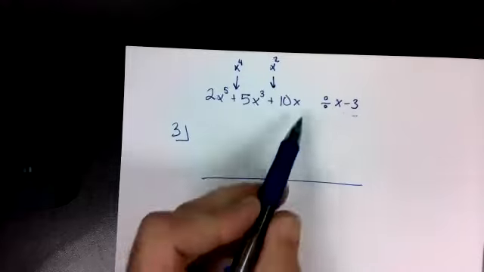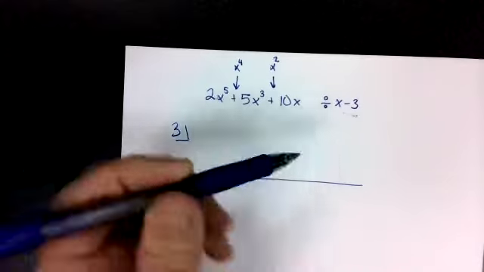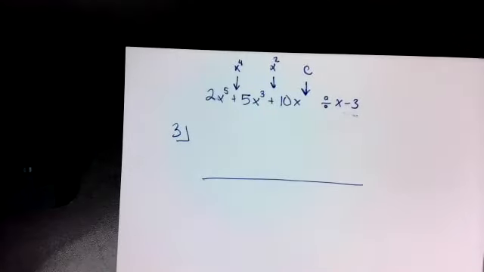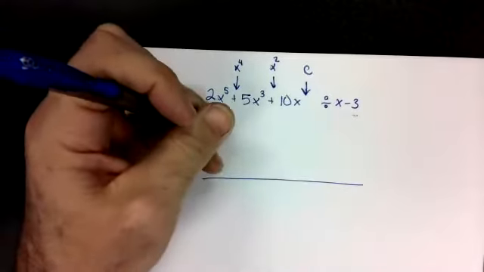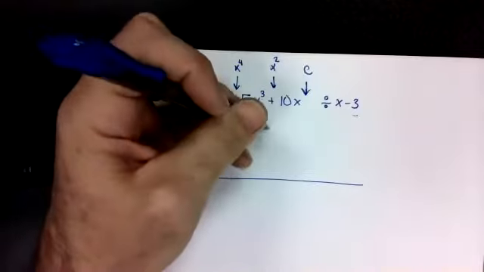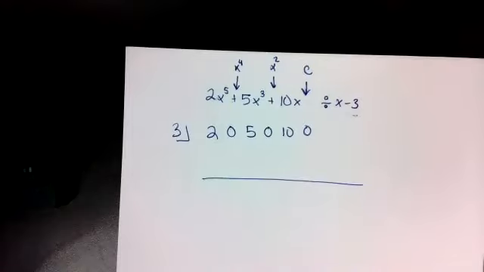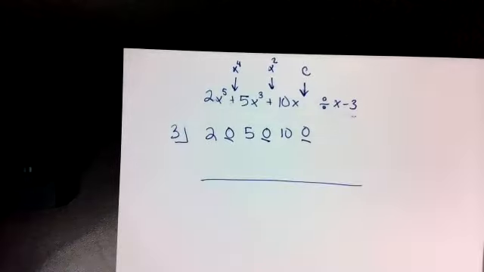And the one that really catches people is, okay, this is x to the 1st power. There's also supposed to be a number out here with no x's. So again, that's your constant. And we have to put zeros in all 3 of those places, because those pieces don't exist within the original problem. Well, they do, but they're gone. So we've got a 2, a 0, a 5, a 0, a 10, and a 0. So all of these zeros are necessary.